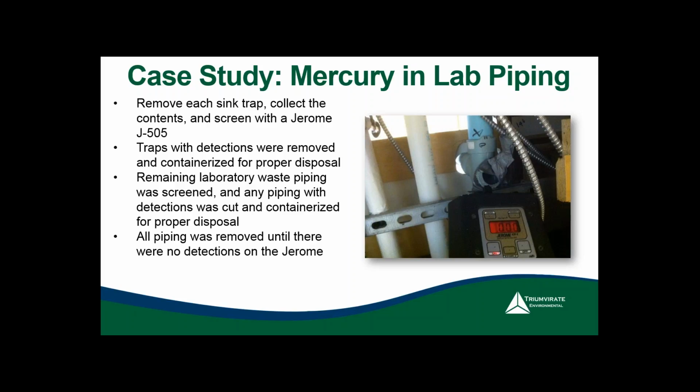All piping is removed until there are no detections on the meter. This particular pipe in the photograph had to be removed all the way to the vertical pipe before no detections were found, which is also common, and that's a successful way to remove mercury in lab piping.